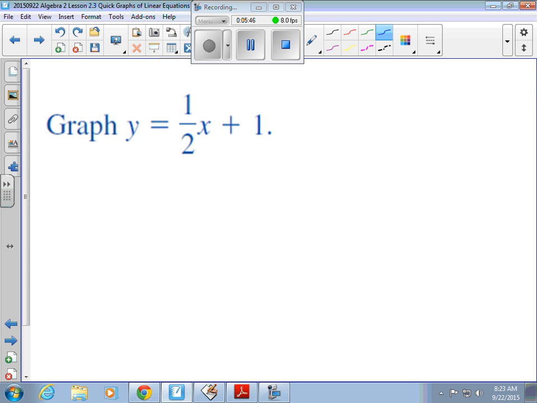Okay, this one's already in slope-intercept form for you. Y equals mx plus b. B tells you where to begin. So begin on your y-axis at 1. There's your first point right there.